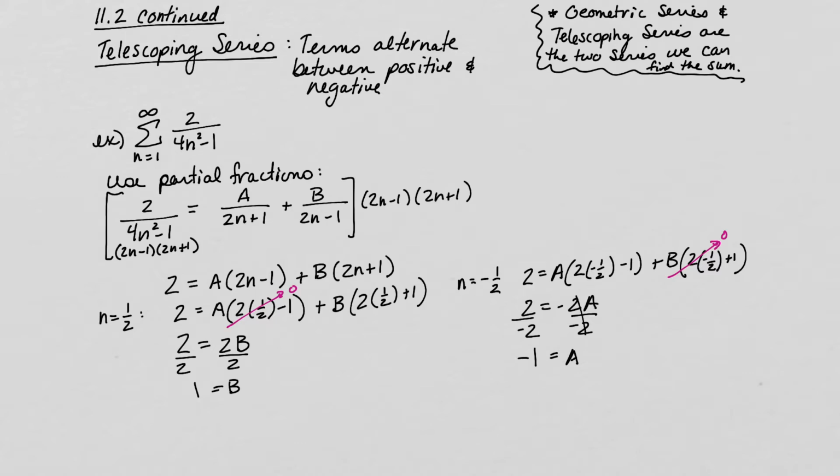That one is literally just when I plug in 1, I get maybe a positive term. I plug in 2, I get a negative. Telescoping series are slightly different. Okay.